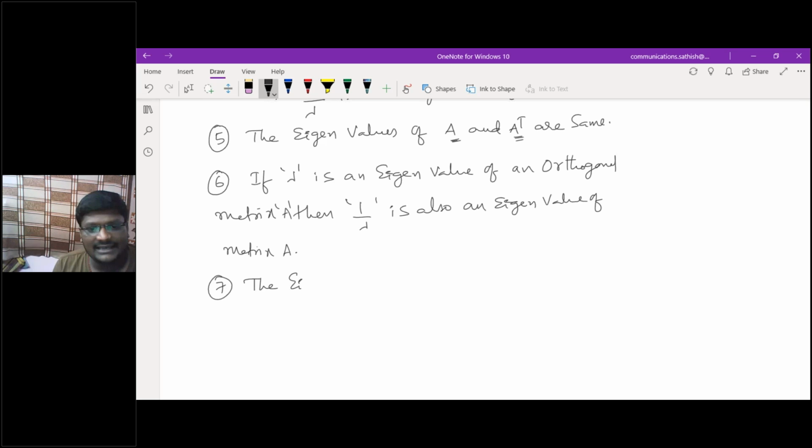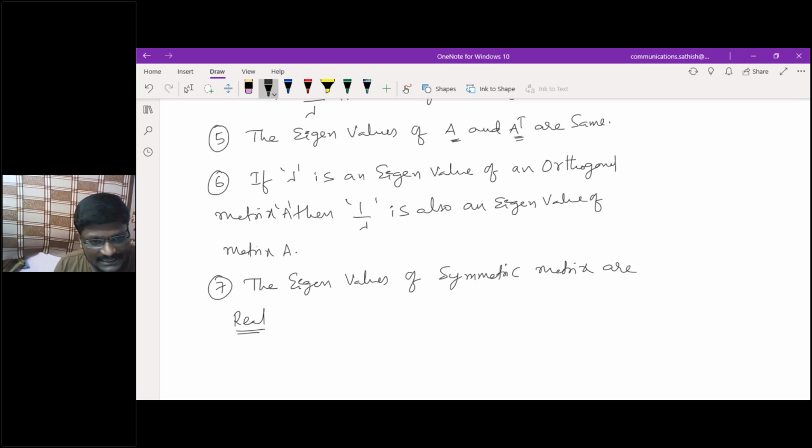Next, another statement: the eigenvalues of a symmetric matrix are... it is very, very important. Many times they ask directly, what are the eigenvalues of a symmetric matrix? Option A real, option B 0, option C purely imaginary, option D none of the above. Like that they will ask you. It is most important. The eigenvalues of a symmetric matrix are real, whereas the eigenvalues of a skew symmetric matrix are what?